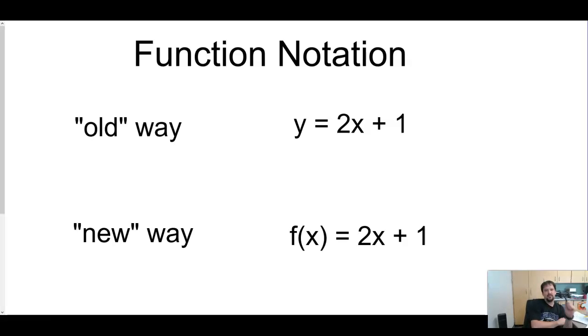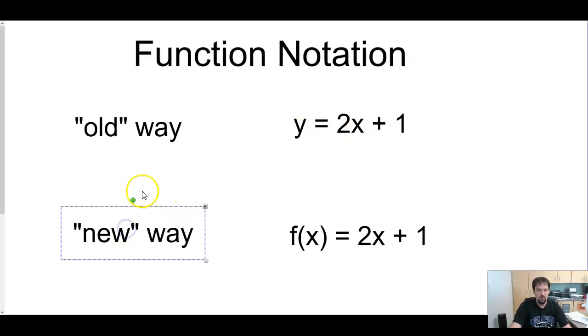All right, so let's look at function notation now. We just learned about what a function is. Now we have some special symbols that represent a function. The old way that we used to do it is y equals 2x plus 1. The only reason I call that old is because that's the first way you learned how to do this. It's not really older or newer. That's just where you were first introduced to y equals something.